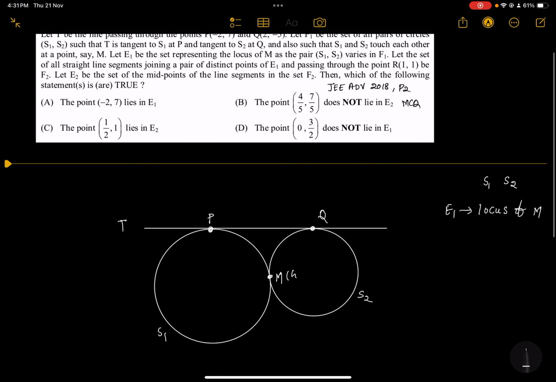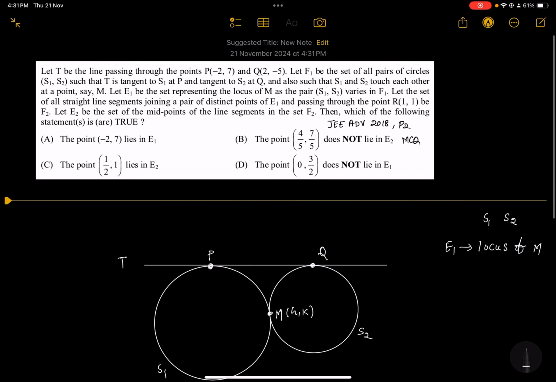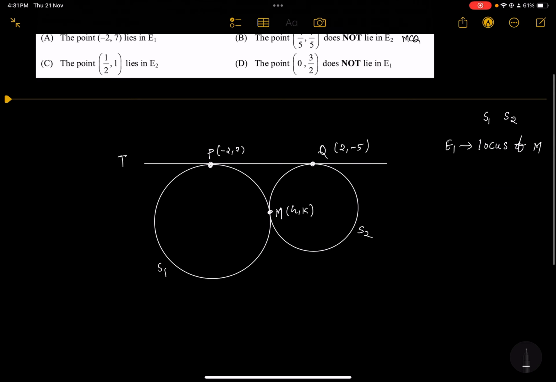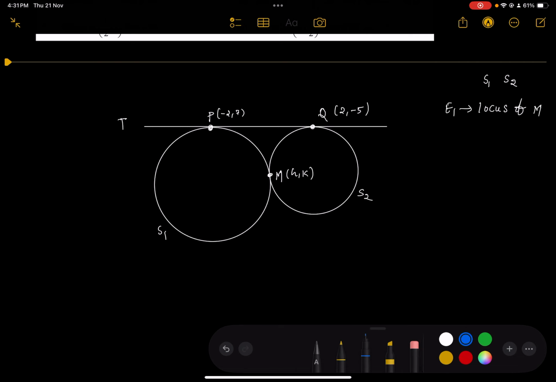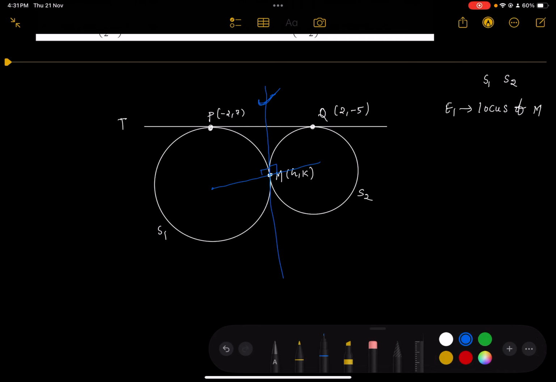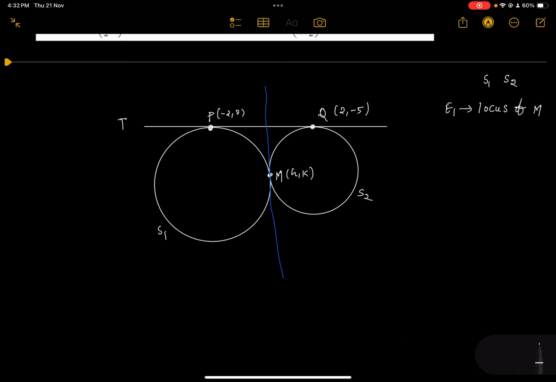So let M be (h, k), and P is (-2, 7) and Q is (2, -5). So clearly the observation here is that M lies on the radical axis. What is the radical axis? The radical axis is tangent to both circles at the point of contact of the two circles. So this radical axis, this blue line, is tangent to the circle S1 and the circle S2 at point M. So that is the radical axis. Let this radical axis meet PQ at point O.